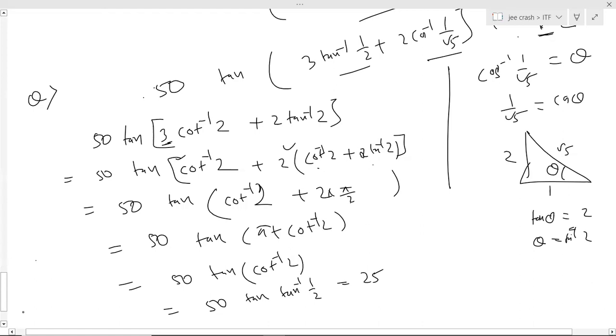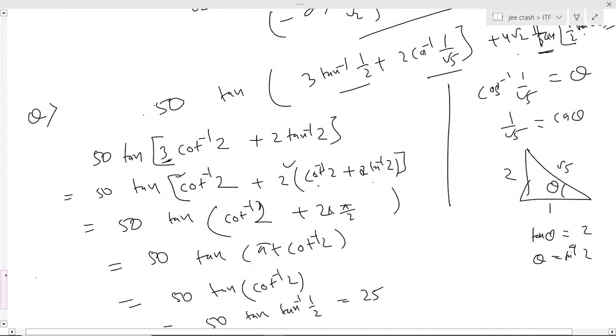But it's not the end yet. Second step. Yes, this step. What I did is I wrote 3 cot inverse 2 as cot inverse 2 plus 2 cot inverse 2.